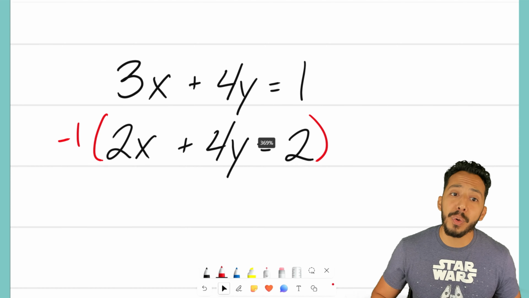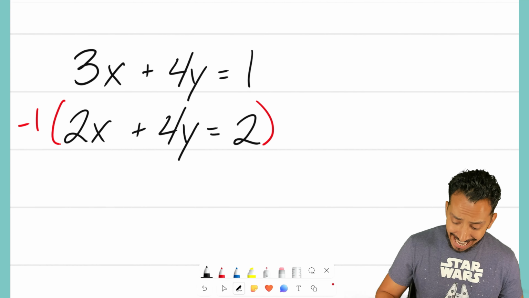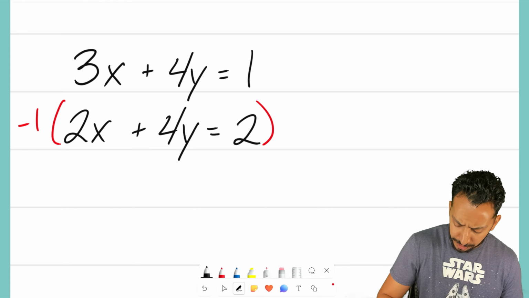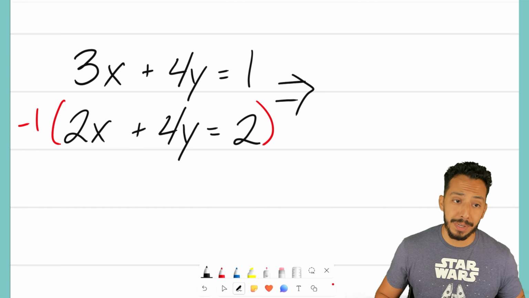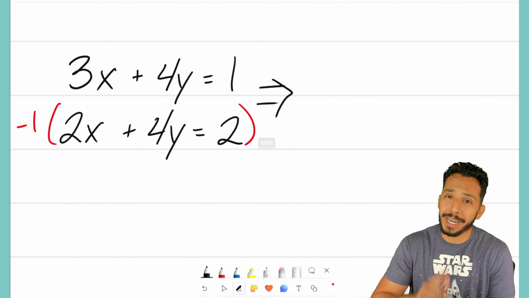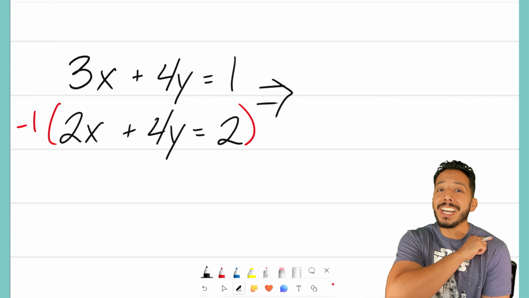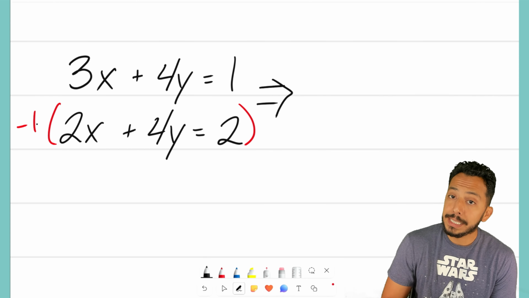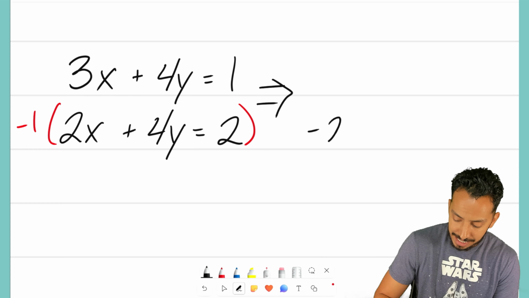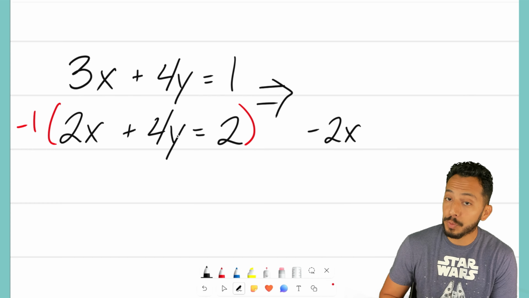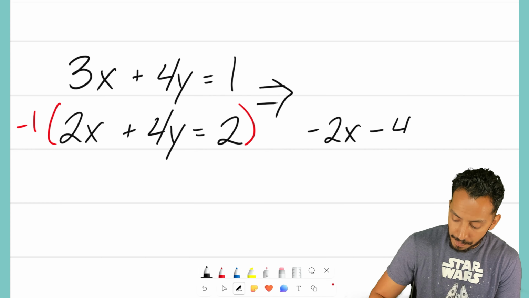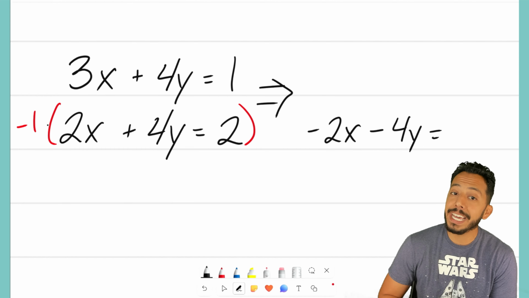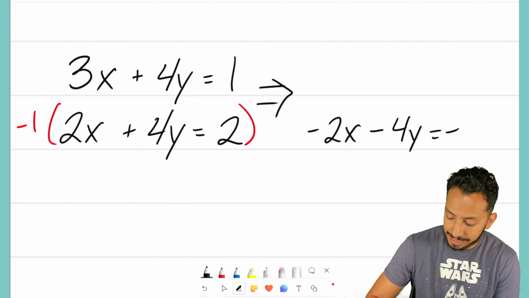So let's go ahead though. I have to take every term and multiply it by -1. I can't just do the 4y. I've got to do everything on the bottom. So -1 times 2x makes -2x. -1 times positive 4y makes -4y. And -1 times 2 is -2.